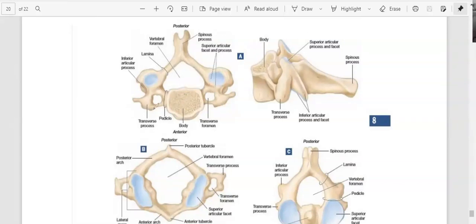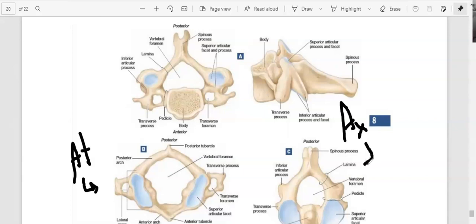The first one, we said this is going to be the atlas. So this one right here is going to be the atlas right there. And this one right here is going to be the axis. This one right here is the axis right there. They're going to be somewhat different. So for example, the atlas doesn't have a body. I remember we said this is going to be the body right there. They don't have a body. So this is going to be the posterior tubercle and anterior tubercle.